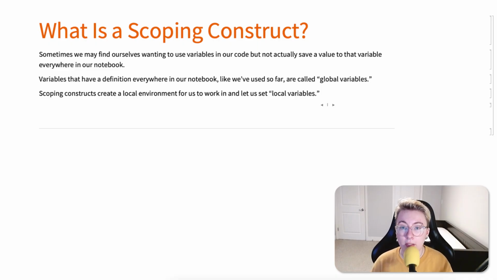Up to this point, we've been using variables, but they've all been global variables, meaning the definition of those variables is the same everywhere within our notebooks. Scoping constructs create a local environment and let us set local variables, meaning they'll only have a definition in that code where we have a scoping construct. Or, if they're also defined globally, they'll have a different definition in that local environment.